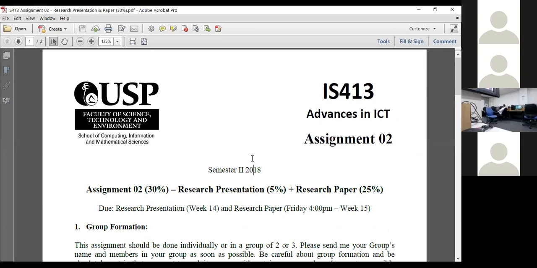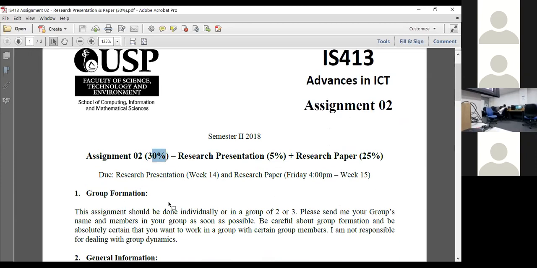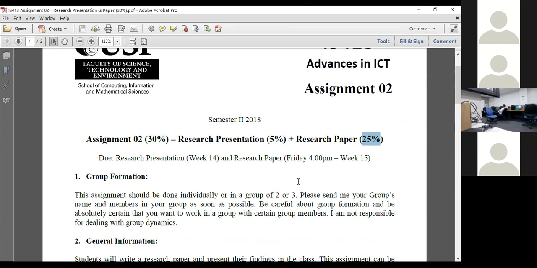Right, so this is the major assignment of this course, and the emphasis is on, again, research and writing a research paper. So the total assignment is 30%. Of that, 5% will be assessed when you are going to present your research, and 25% will be assessed when you will hand in your research paper.